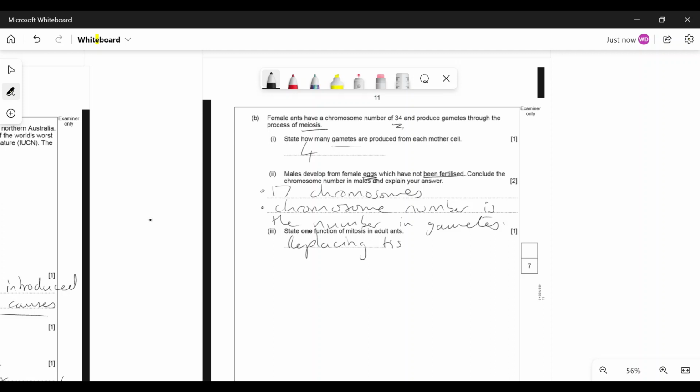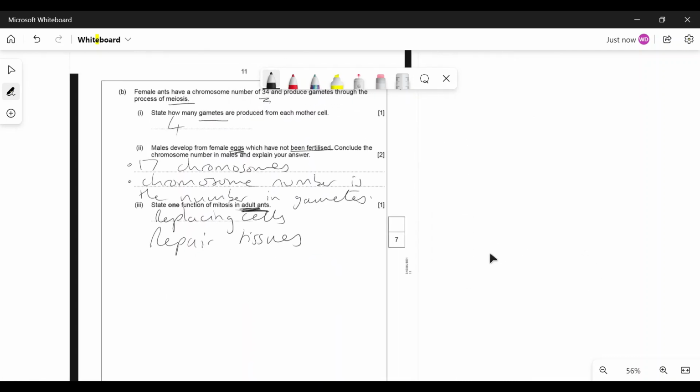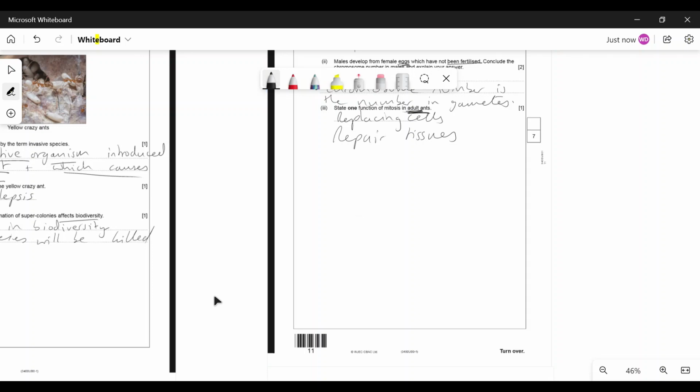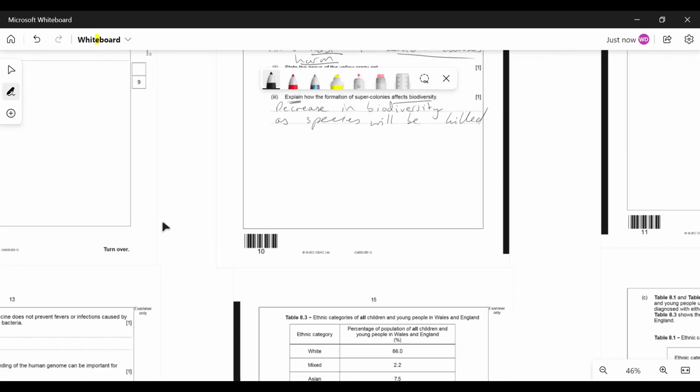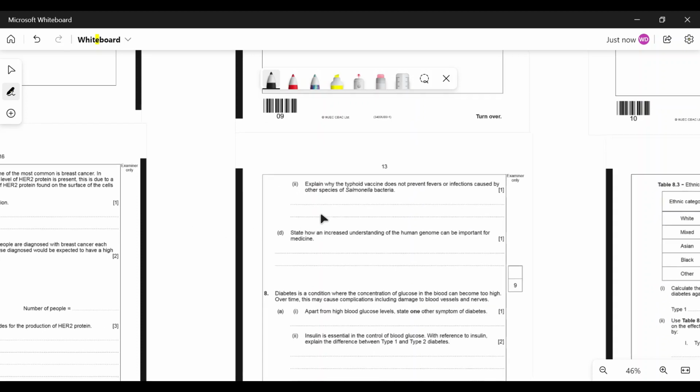State one function of mitosis in adult ants. So we're replacing worn out cells. Replacing cells or repairing tissues. It would not allow me to say accept growth, because it's in adult ants. Adult ants are fully grown, so you can't say that. And be careful, you can't have repairing cells. If your cells are damaged, they die. Your body tells them to die.